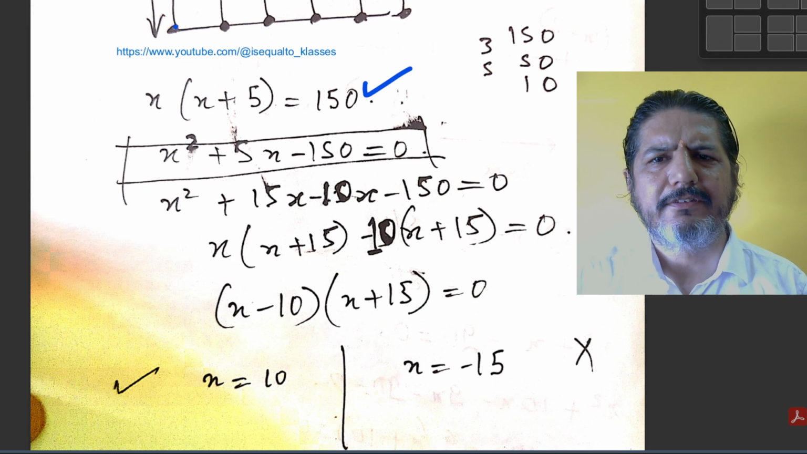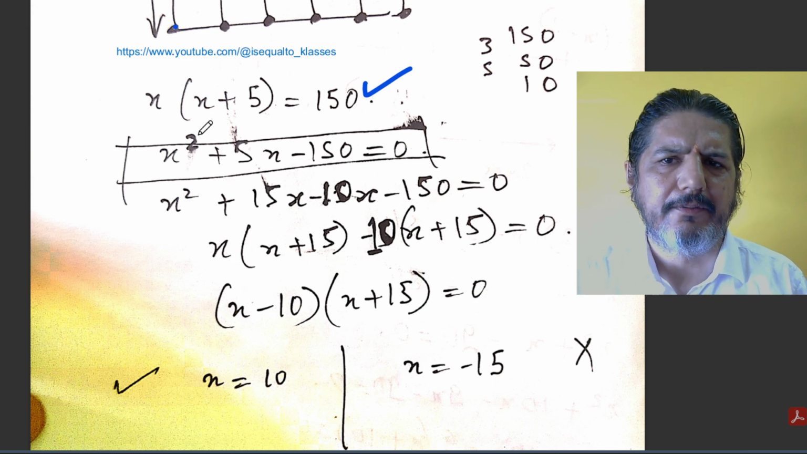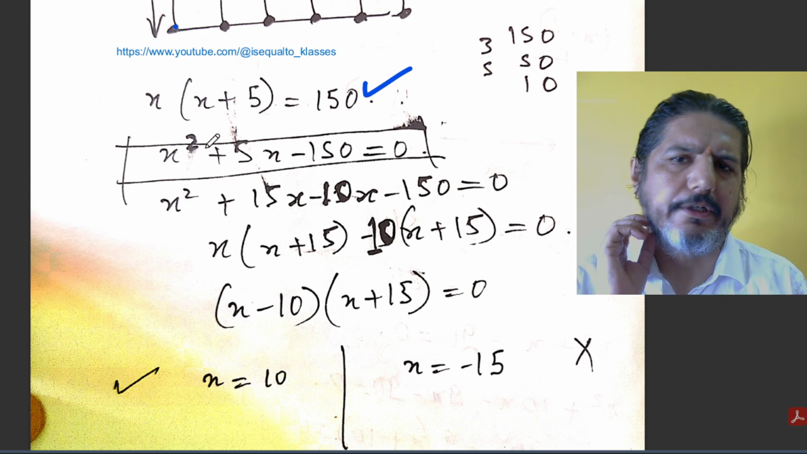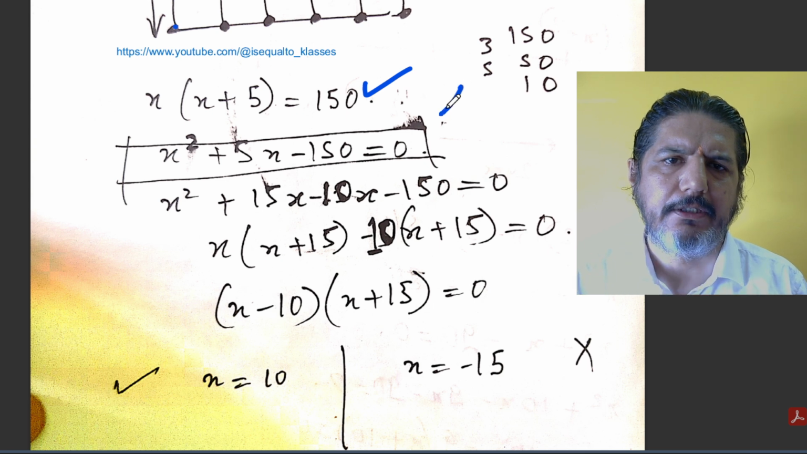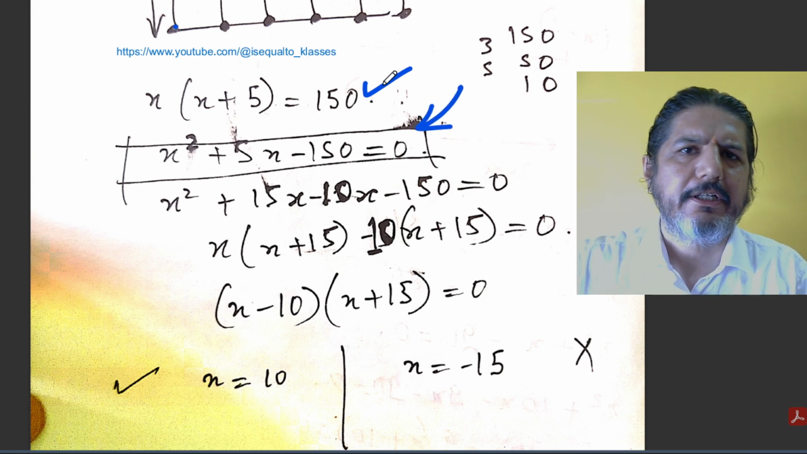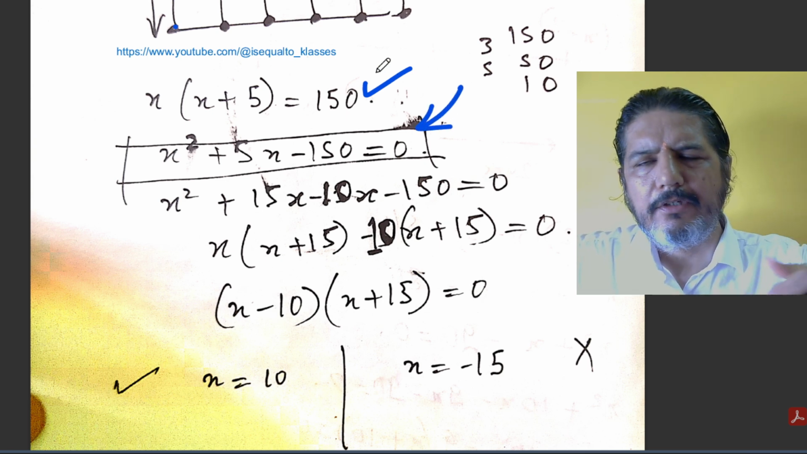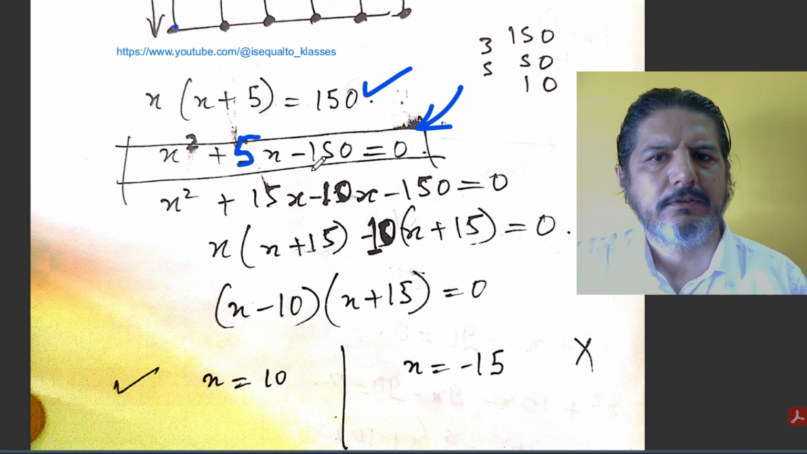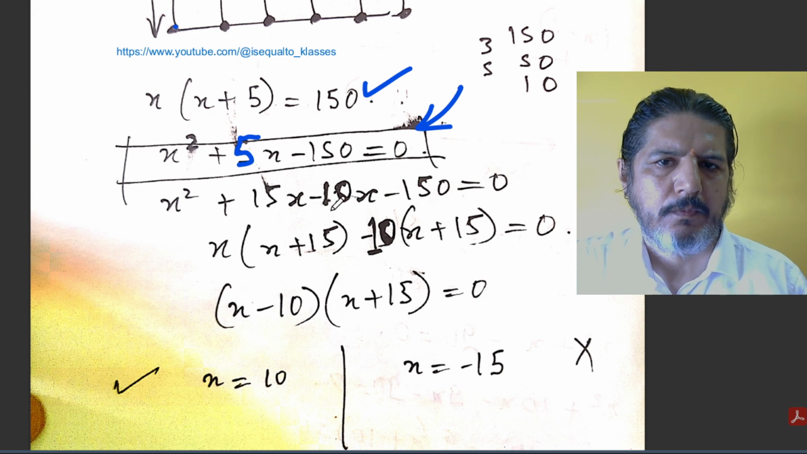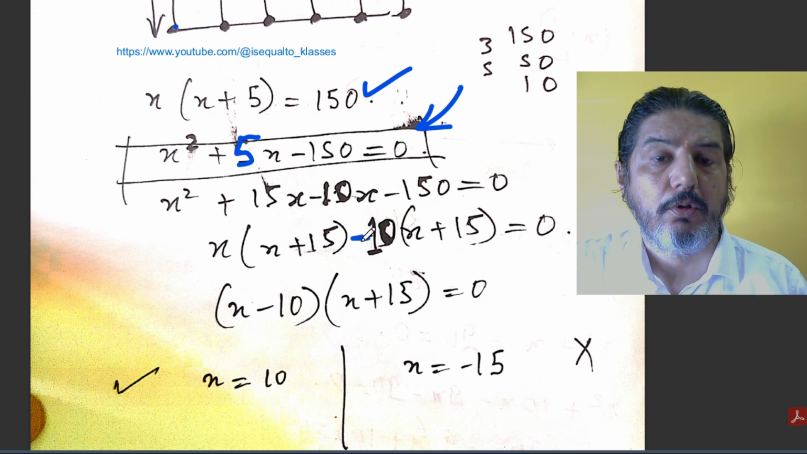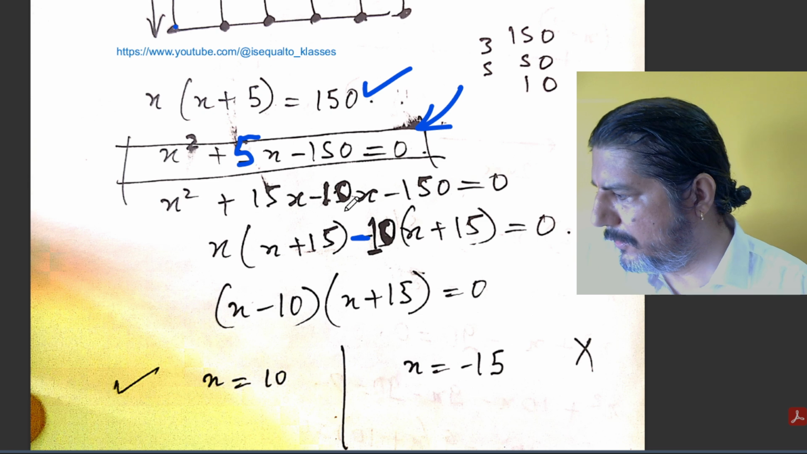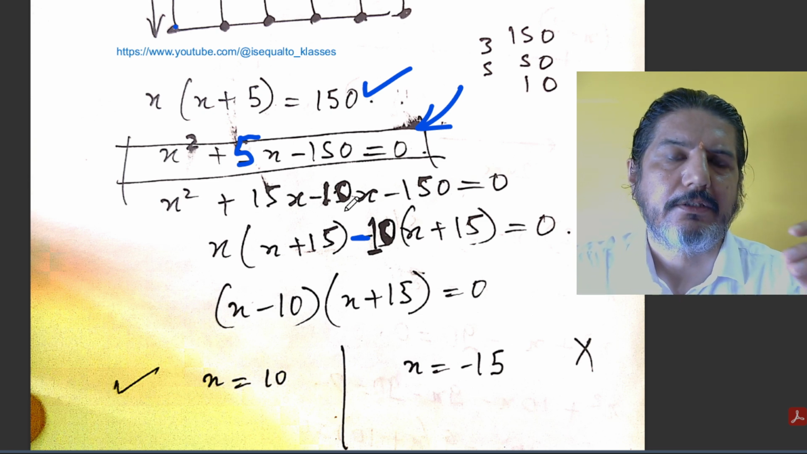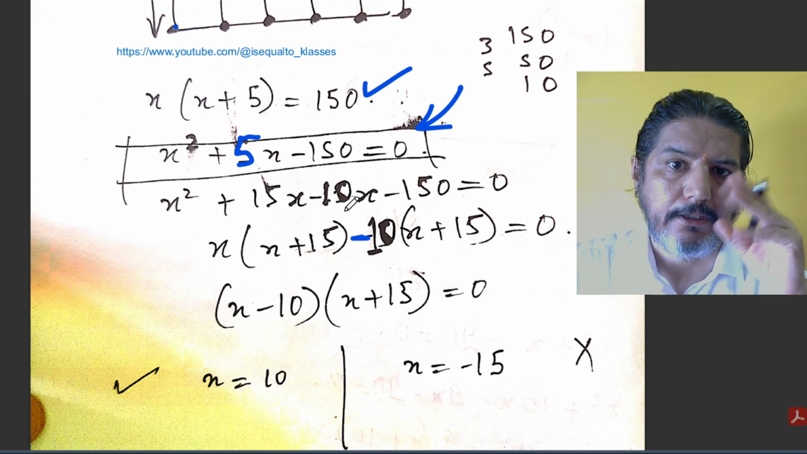So once you have reached this stage, then the rest of the question is easy. Then you just have to form the quadratic equation x square plus 5x minus 150. And all these quadratic equations are usually easier to solve by splitting the middle term. So we have 5x. How we split is 5x is 15 minus 10. So you should know how to solve a quadratic equation using splitting the middle term. That's a very important skill that you need to understand.